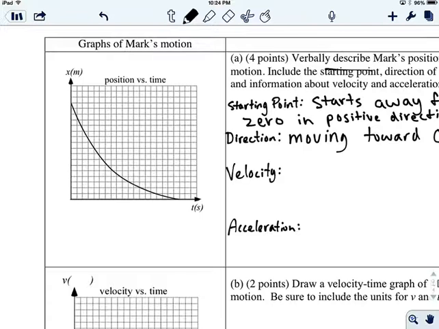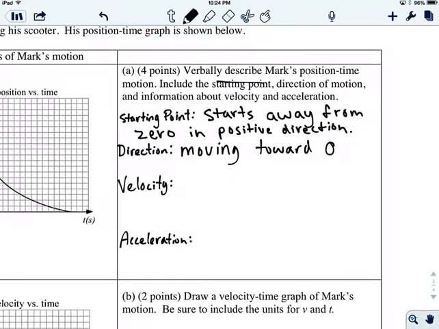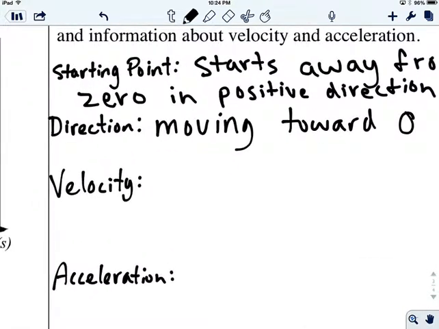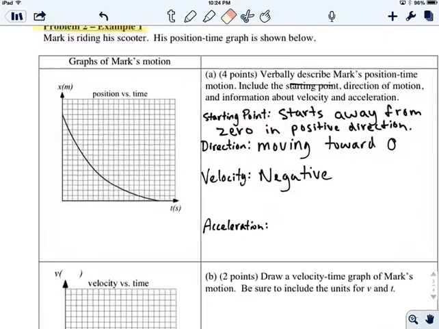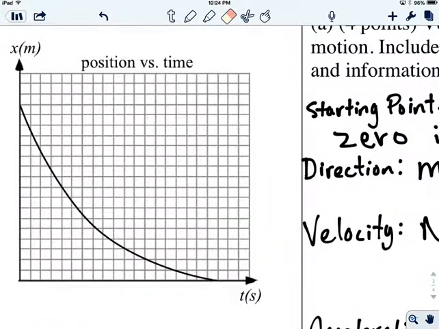All right, now things get a little bit trickier. So it asks about velocity. Remember, there's 2 things I want to know about velocity: is it positive or negative, and is it increasing or decreasing? So when I look at this, first off, I know that velocity is negative. I know it's negative because it's moving back towards 0. Anytime I'm downhill like this, that means negative velocity. Now we want to know, is it increasing or decreasing?